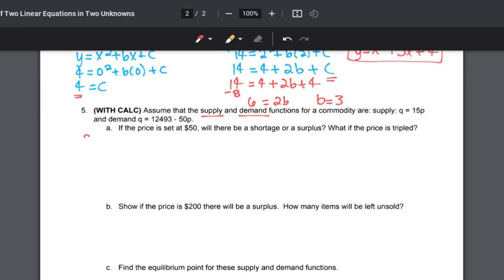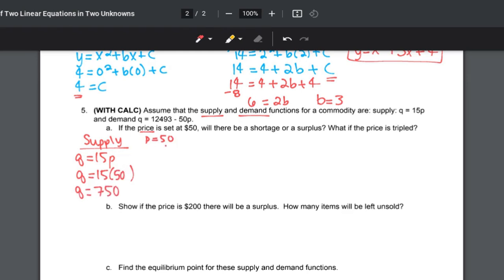So let's look at the supply equation, which is Q equals 15P. And the price is set at $50, so P is price. And if I do Q equals 15 times 50, I get that Q is equal to 750.